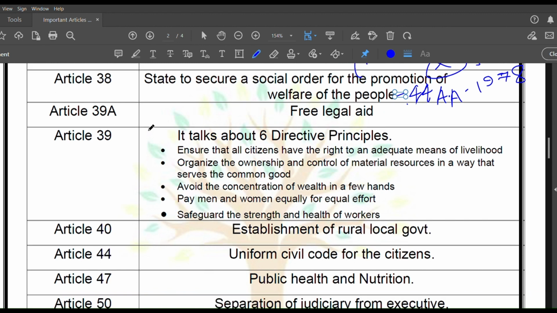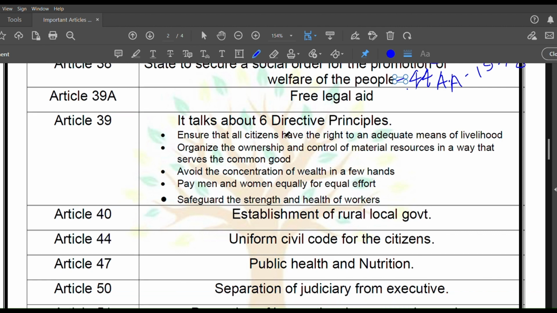Now, Article 39A talks about free legal aid. Article 39 talks about six directive principles. These six directive principles I have written here: to ensure all citizens have the right to an adequate means of livelihood; organize the ownership and control of material resources in a way that serves the common good. Materials should not be too expensive, so that only a section of society is able to buy them. Try to make things available for each section of society. That's why we talk about food security.